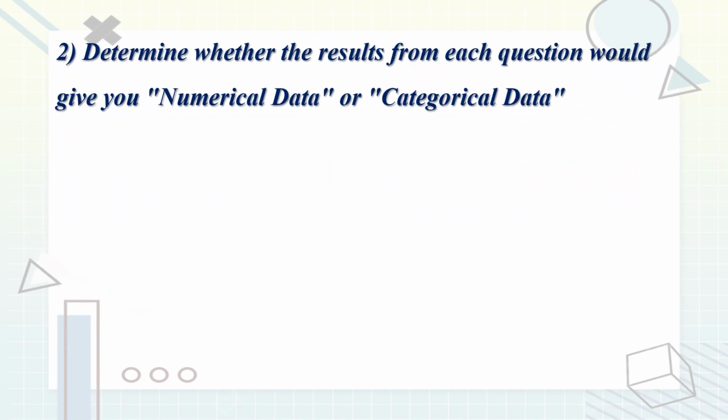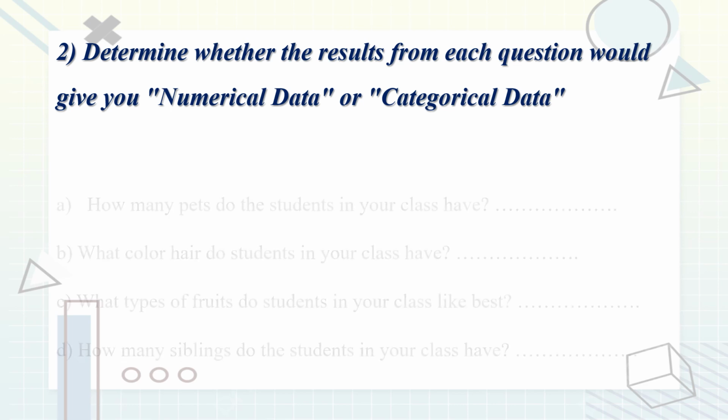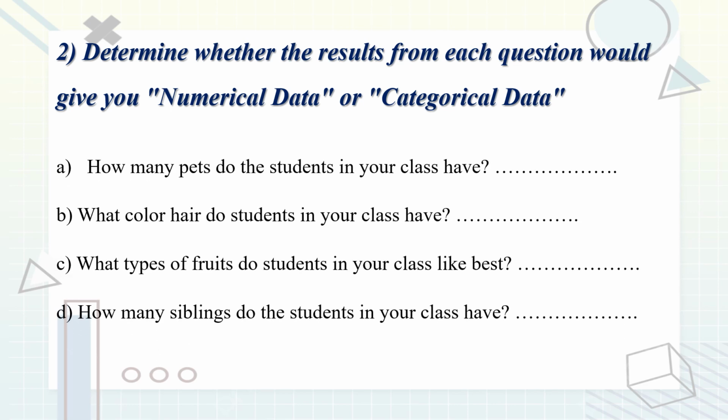Exercise number 2. Determine whether the result from each question would give you numerical data or categorical data. On letter A, how many pets do the students in your class have? Each one will answer this question with a number, so it's numerical data. Letter B, what color hair do students in your class have? The answer to this question will be a word, so it's categorical data.